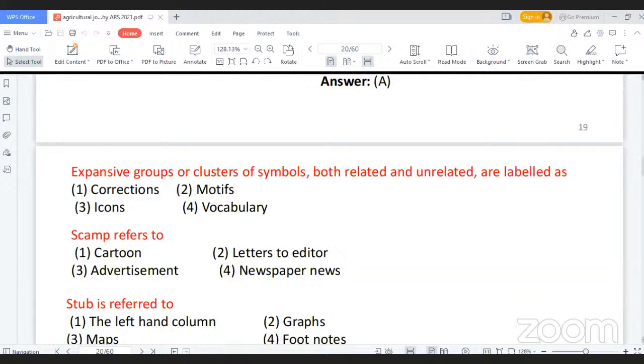Motifs means generally one type of repeated symbols. That is called motifs. Then scam refers to one type of advertisement. This is scam, one type of advertisement.